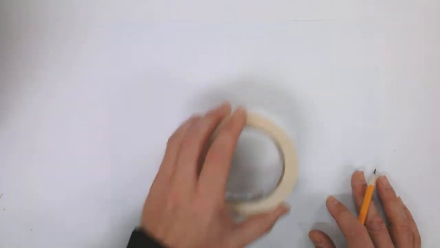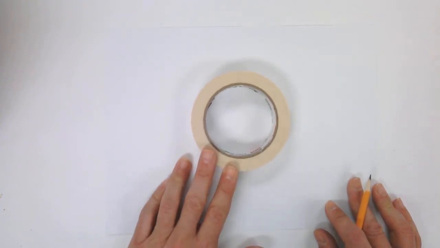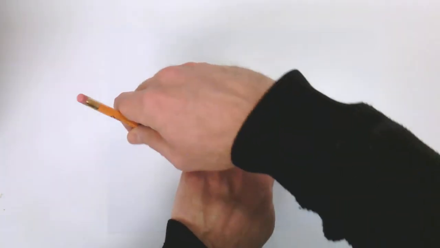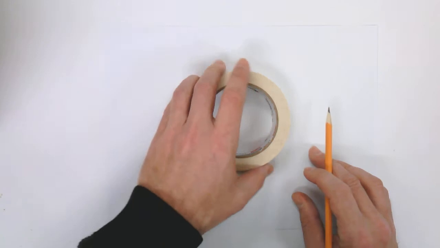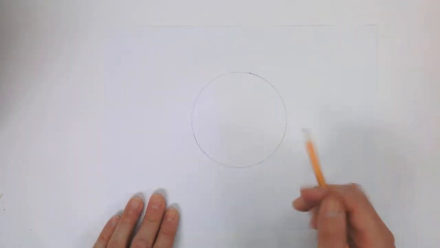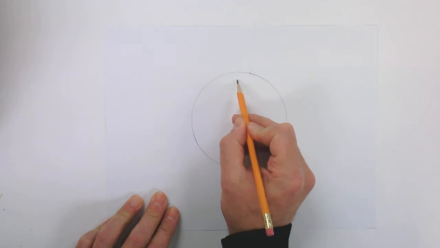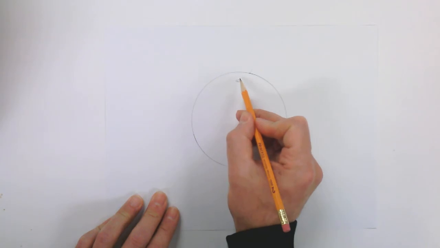So what you can do is just take something that you can trace a perfect circle with. Okay, so I'm just going to take this masking tape, and I'm going to trace it. And now what you're going to do is just make an oval right about there, okay?